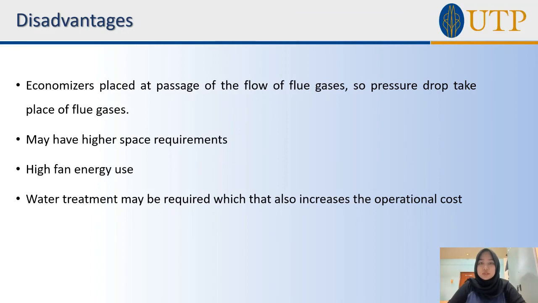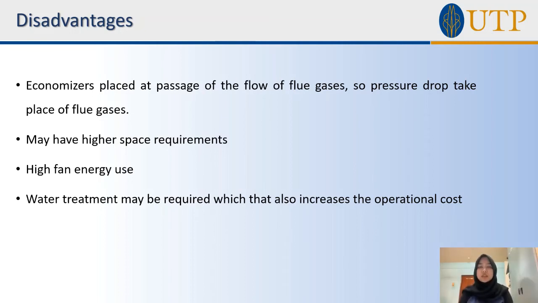However, there are also some disadvantages of the economizer. Economizers are usually placed at the passage of the flow of flue gases, so a pressure drop of the flue gases takes place. Due to that, natural draught is not possible in an economizer because the temperature of the flue gases decreases together with the pressure drop of the flue gases.